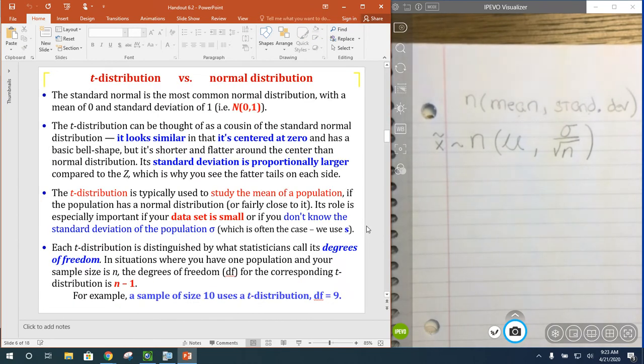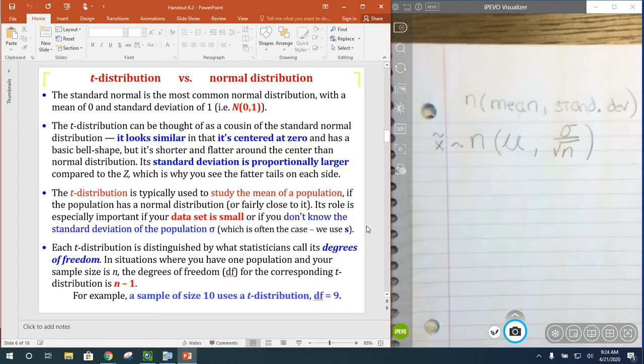Here's a good slide that you should study that shows the disparities between the normal distribution and the t distribution. So first thing it says is the standard normal is the most common normal distribution with a mean of 0 and a standard deviation of 1. We know that, 0, 1. We've been using that in all of Chapter 5 and Chapter 6.